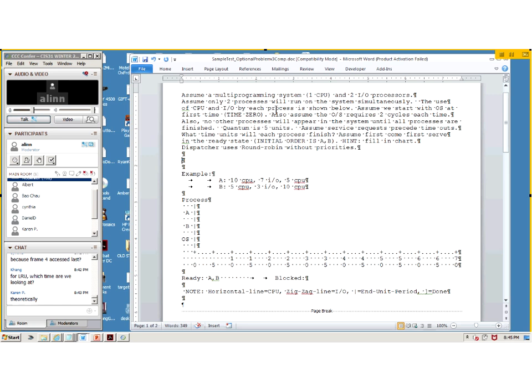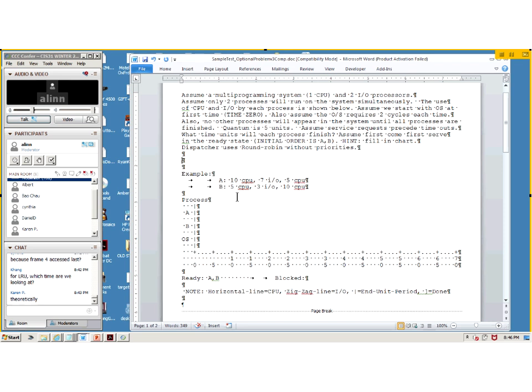First time 0, so we're going to start at 0, and the operating system is going to start. So we're going to show the operating system executing. It also assumes the operating system requires 2 cycles each time. We know that's not going to be reality, but it's close enough for this kind of problem. It's going to be difficult enough to figure it out. Also, no other processes will enter, so we don't have to worry about that until all processes are finished.